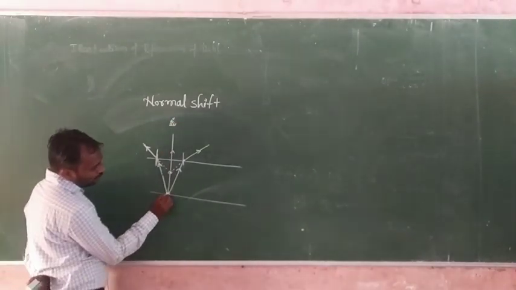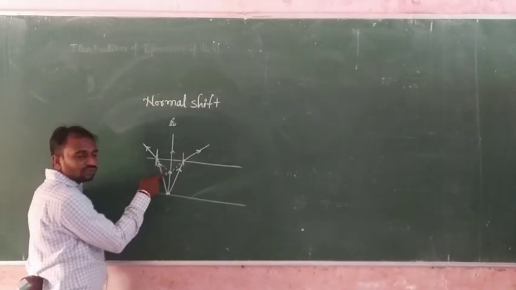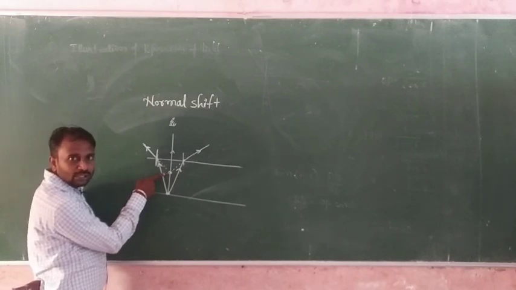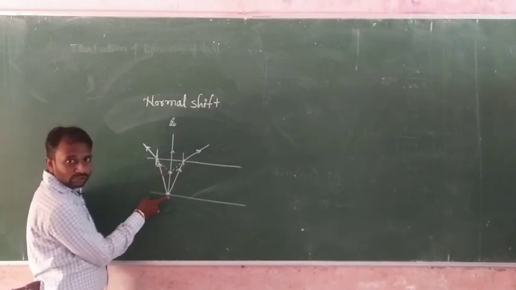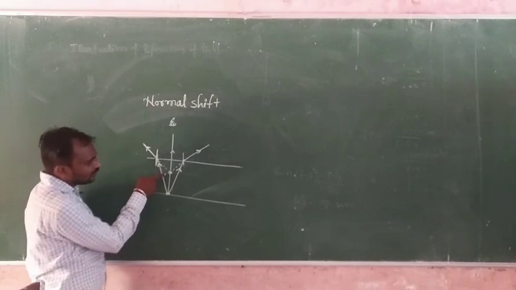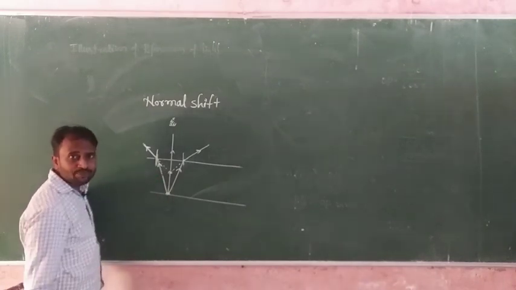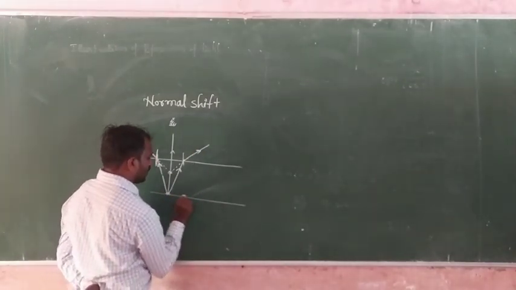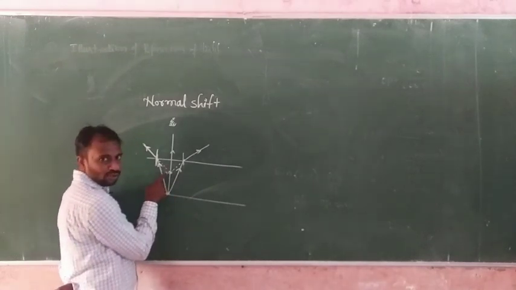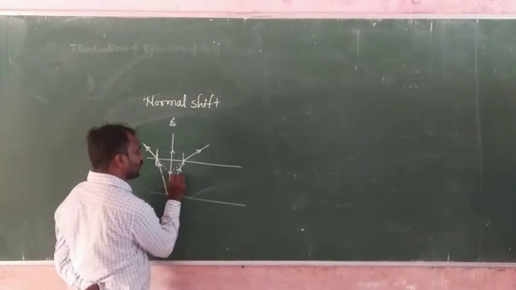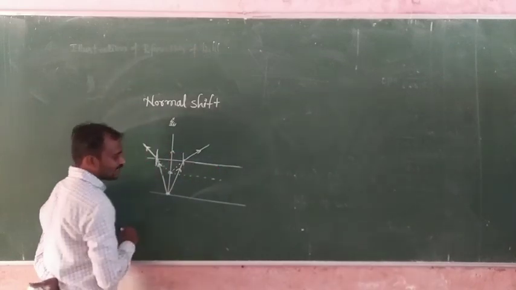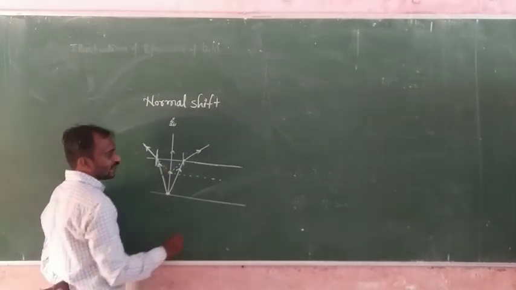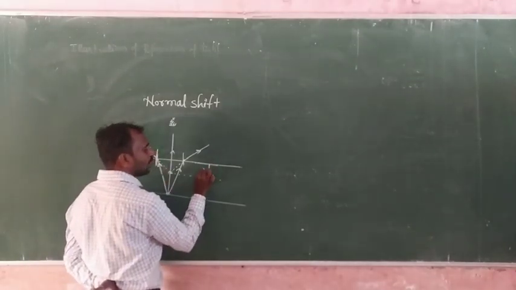Here we consider the observer, and this position is the apparent position, and this one is the actual position of the object. Apparent means the image of this object. The distance between the image of the object and the refracting surface is what we consider the apparent depth.